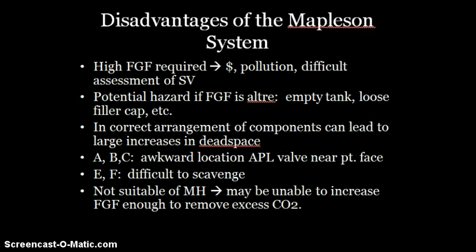Disadvantages of the Mapleson system. High fresh gas flow is required, and that leads to high cost, pollution, and difficult assessment of spontaneous ventilation. Also, there is potential hazard if fresh gas flow is altered, such as an empty tank or a loose filler cap.